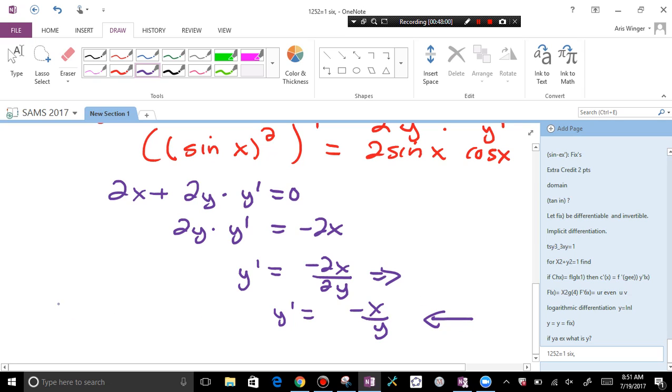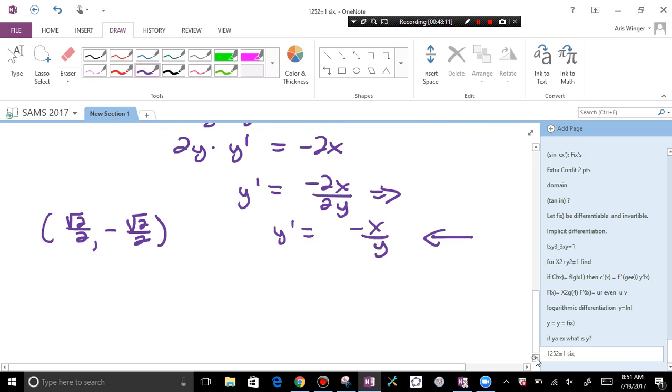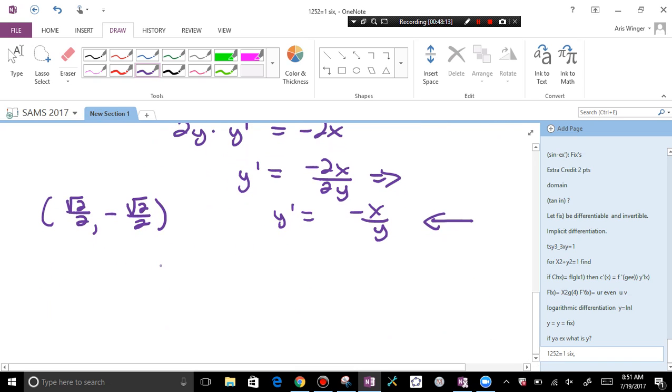But I wanted to know at a specific point, it was the point square root of 2 over 2, comma, minus the square root of 2 over 2. And now we just plug that in. Okay. So y prime is equal to minus the square root of 2 over 2 over negative square root of 2 over 2. And that is 1. The slope is 1.